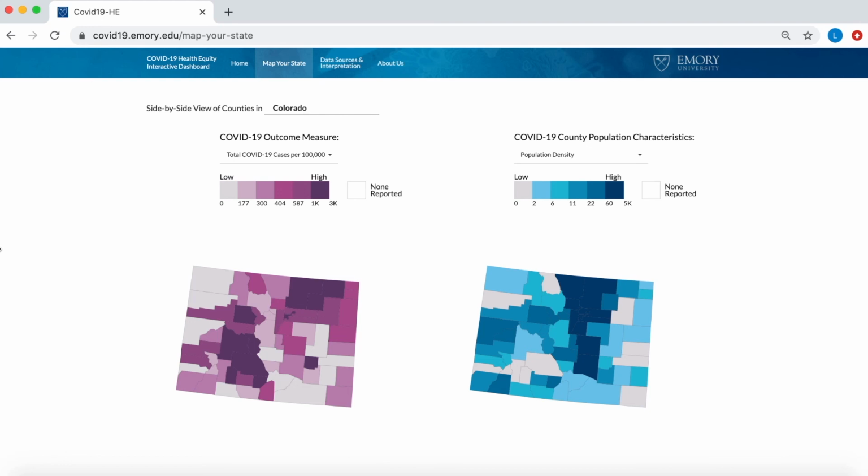Take a look for yourself at these maps and see the relationships you can visualize between COVID-19 and population density.